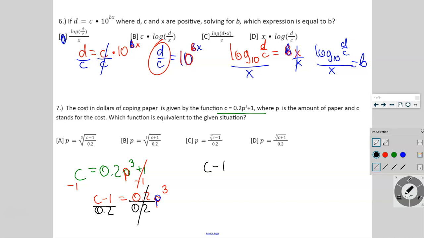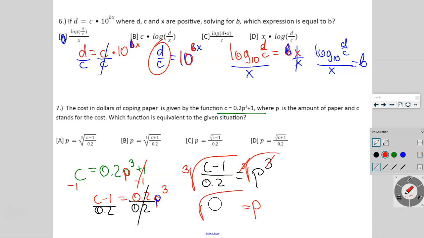So now I have C minus 1 divided by 0.2 on the left, and then P cubed. And of course, I have to get rid of that cube. So to be able to do that, I got to take the cube root of both sides, so these can cancel each other out. Now P will equal the cube root of C minus 1 divided by 0.2. So that should be answer A.